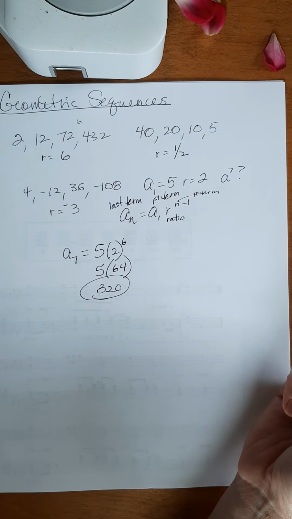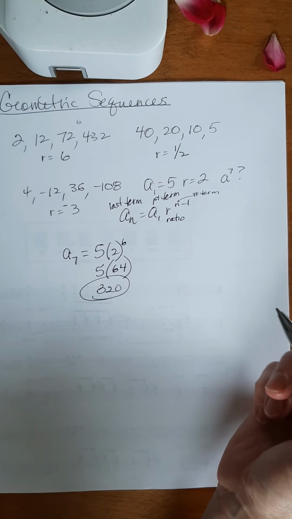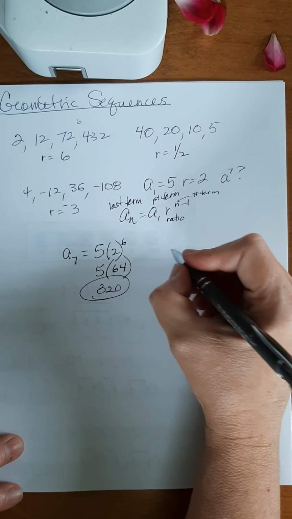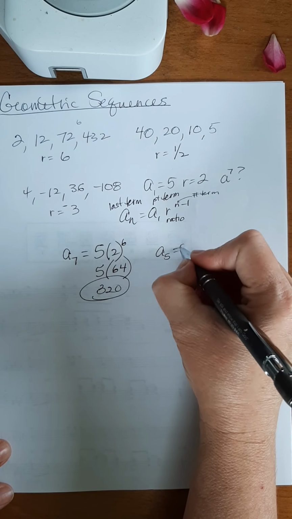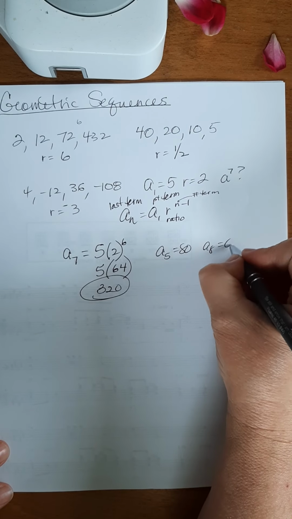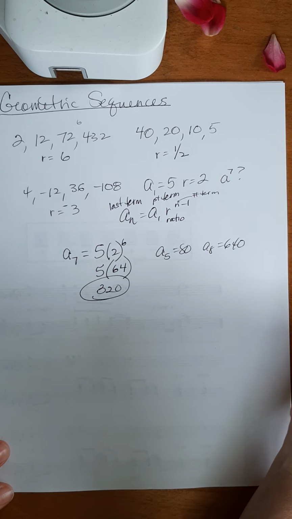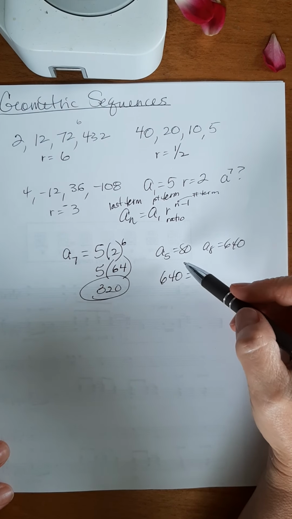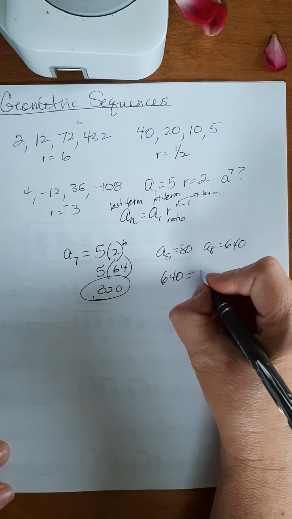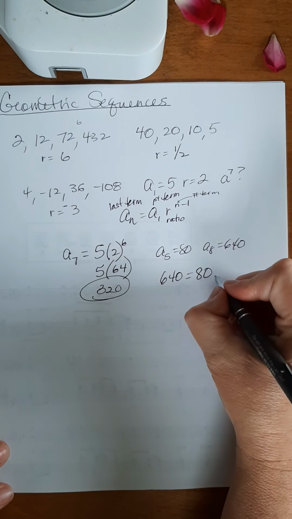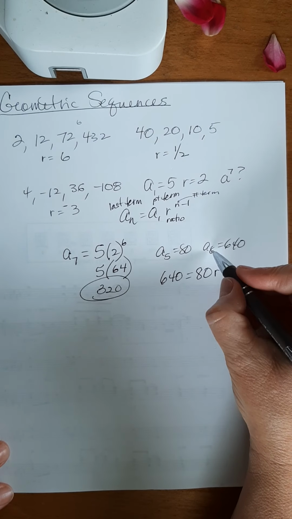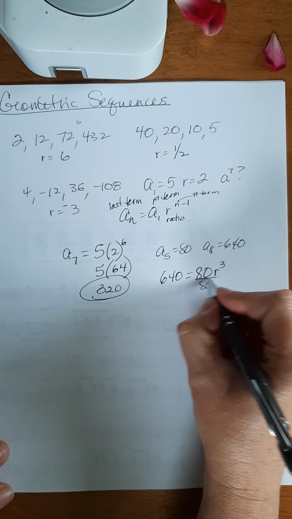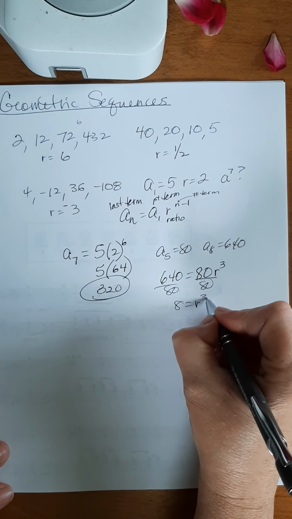But they can give you a variety of variables, but let's say they give you a term in the middle and a term on the end and want you to find the first 3 terms. Let's say they give you the 5th term is 80, the 8th term is 640. Find the first 3 terms. Well, you know the last term is 640, but they don't give you the first term. But they do give you a term in the middle, 80. The ratio you don't know. 8 minus 5, 3. Divide by 80. 8 equals R cubed.